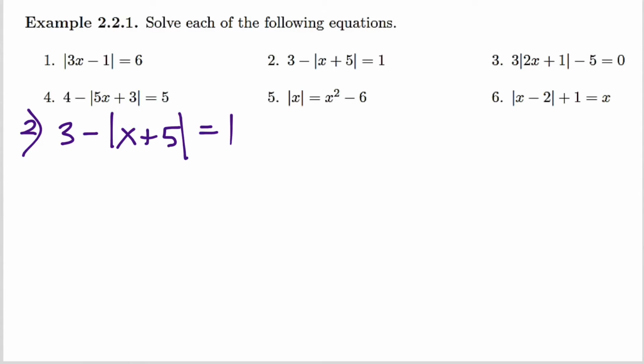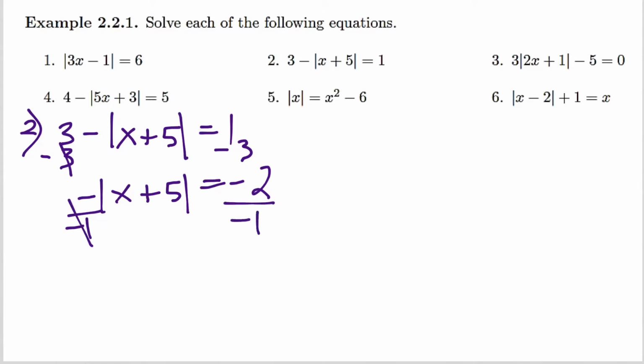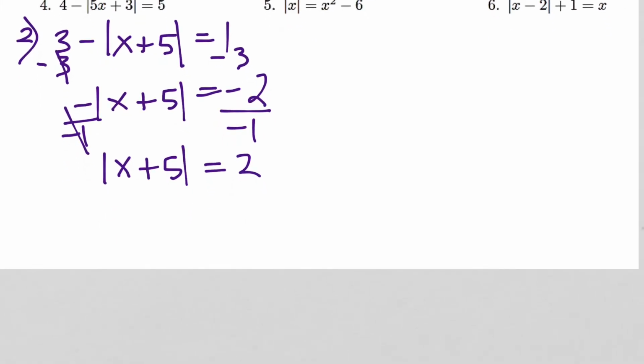If you take a look at number 2, we've got a little more stuff happening here. So you want to be careful that you use your solving techniques properly. So remember, we subtract first. So I've got negative absolute value of x plus 5 is equal to negative 2. Then we're going to divide by negative 1 on both sides. So I'm going to get the absolute value of x plus 5 is equal to 2. Once you've got the absolute value bars isolated on the left-hand side, you're ready to set up your two equations. So you want to make sure that you do that first.